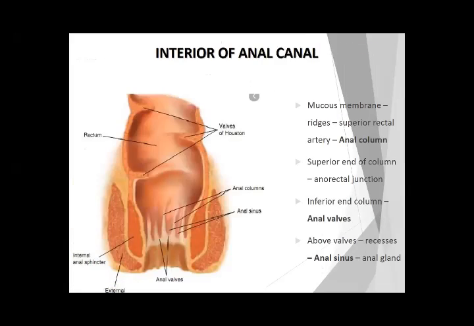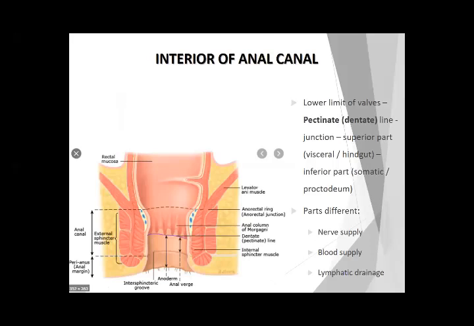Now at the superior end of the column, over here, this is the superior end of the column. This is approximately the site of anorectal junction. So this is where the anal canal starts, and the rectum. This part is the rectum, and this is the anal canal.